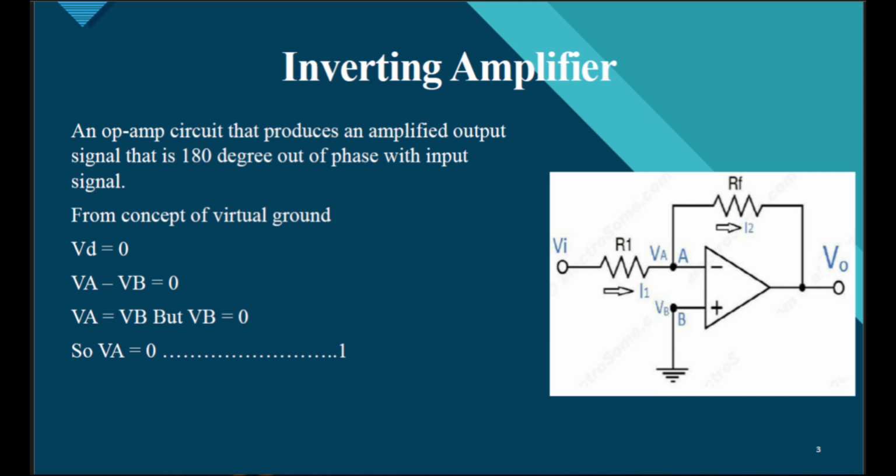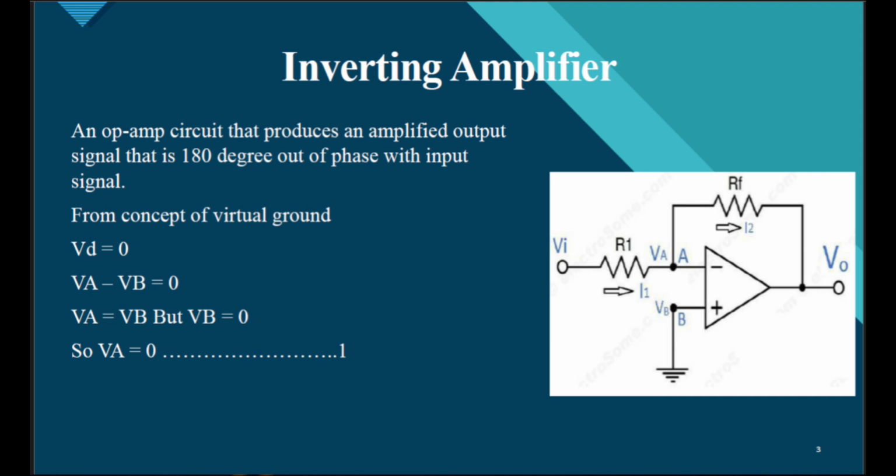Now, inverting amplifier. The diagram is shown below. So, negative terminal is attached with the input Vi, right, having resistance R1. Current flowing in is I1 with the feedback resistance Rf with output V0, and positive terminal is having voltage Vb, which is connected to ground, right? So, an op-amp circuit that produces amplified output signal that is 180 degree out of phase with input signal is known as inverting amplifier.